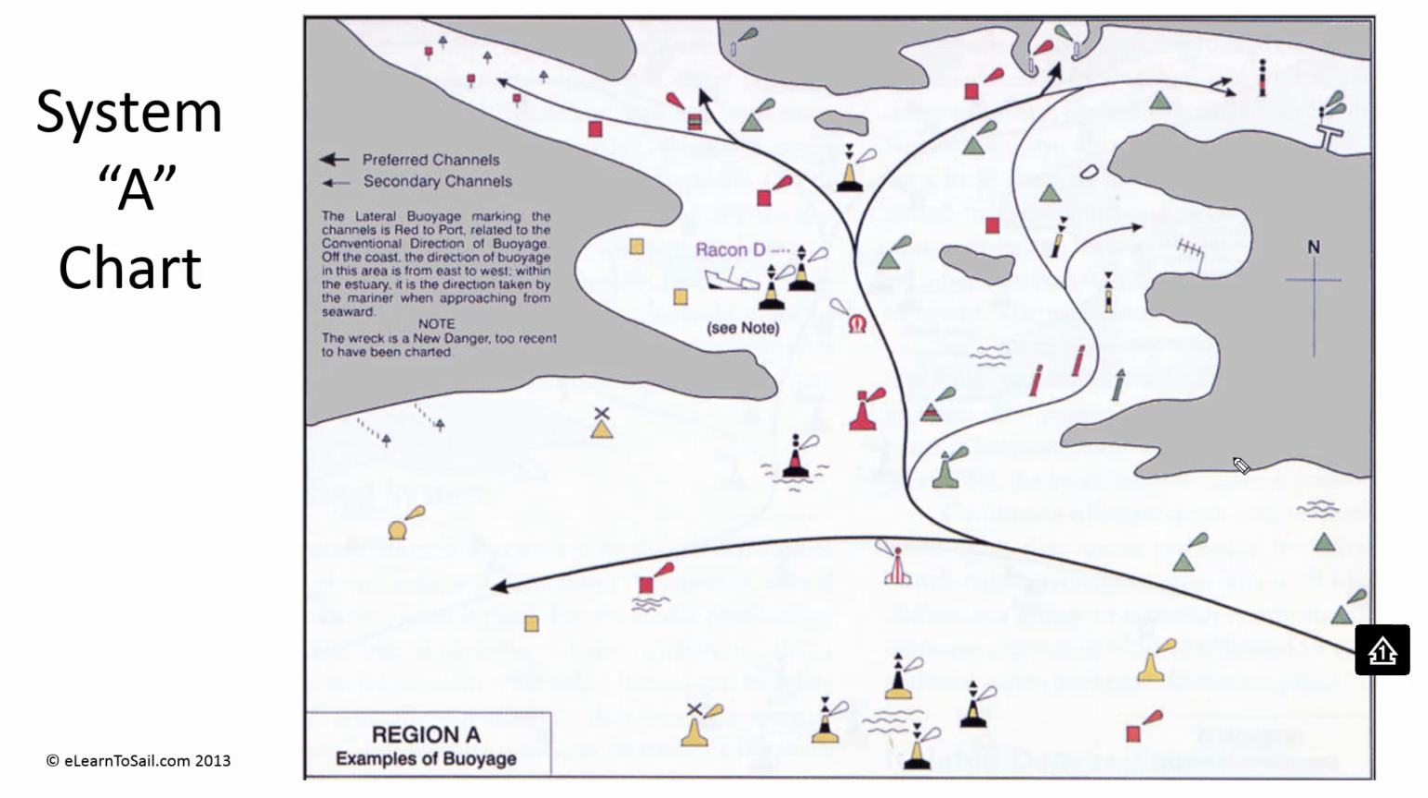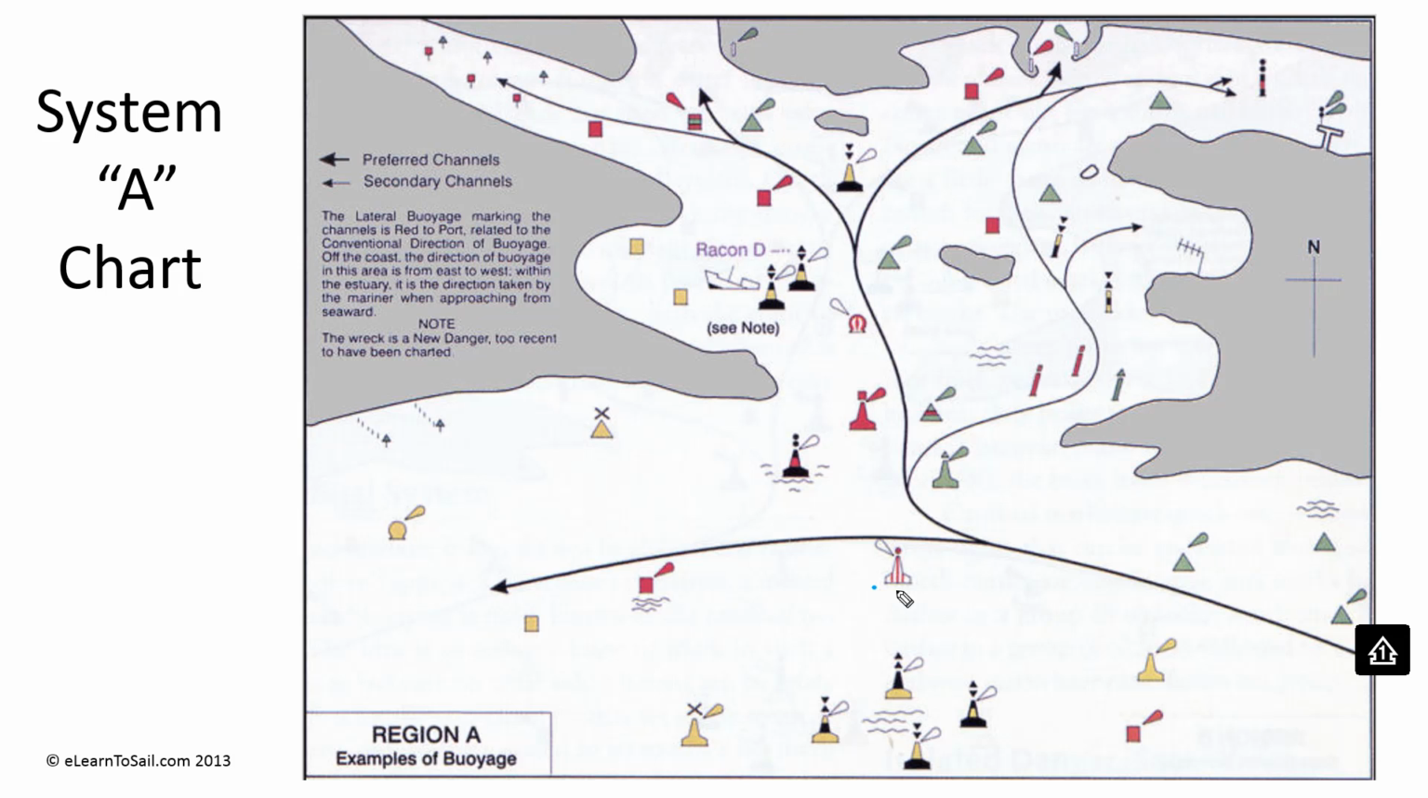So here we have a sample chart of System A, and the first thing you can notice are all the cardinal buoys. Here's cardinal buoys, here are cardinal buoys, here's a cardinal buoy, and here are cardinal day markers. They're used quite extensively in all parts of the world other than the United States.